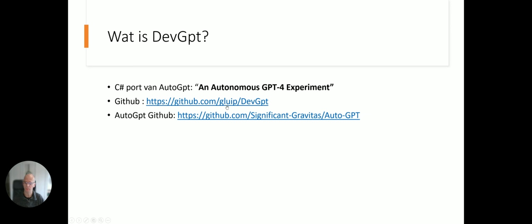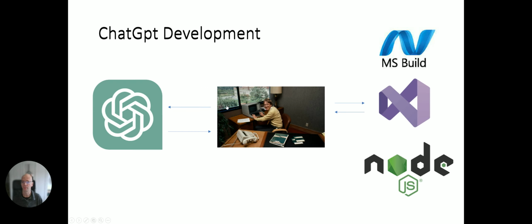What is DevGPT? DevGPT is a port of AutoGPT, which is a Python project based on OpenAI LLMs like GPT-4. DevGPT is an open source project based on AutoGPT. It's written in C# because I'm a C# developer, and it's written for C# developers. So what's the inspiration of DevGPT?